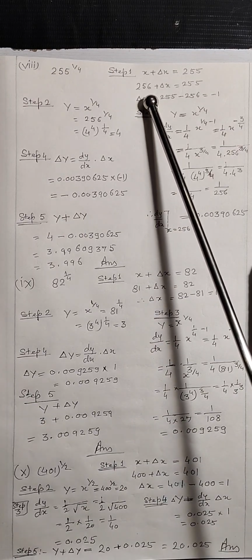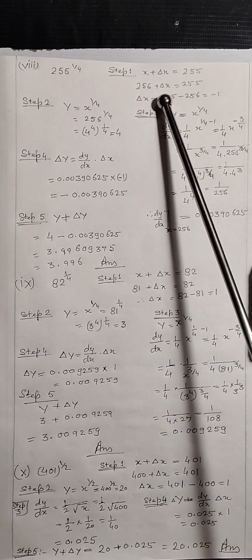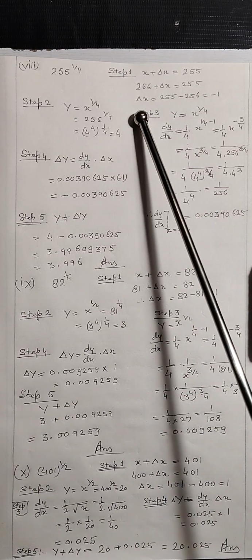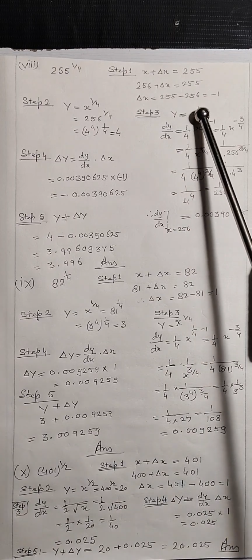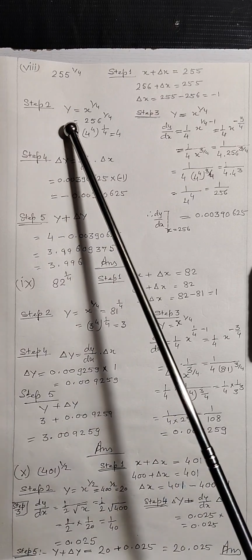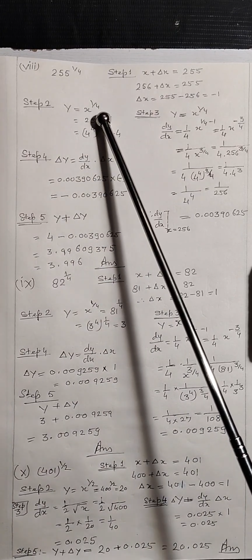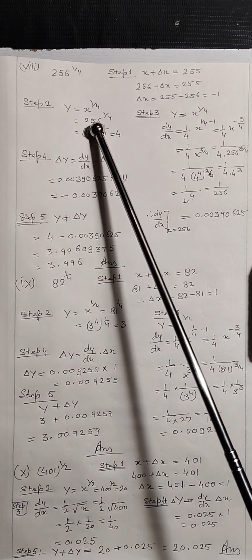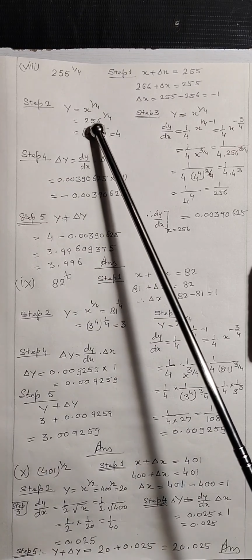Now, in place of x, I have written 256. Now, x plus delta x will be equal to 255. Now, delta x is equal to 255 minus 256, and it will be equal to minus 1. Now, step 2. Y is equal to x raised to power 1 by 4. We have taken the function as y, let it be x raised to power 1 by 4.